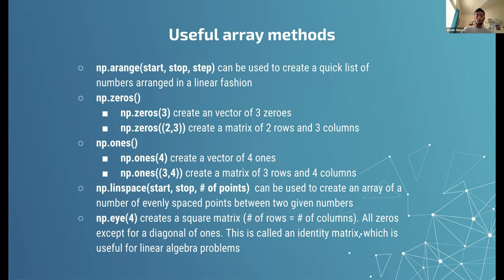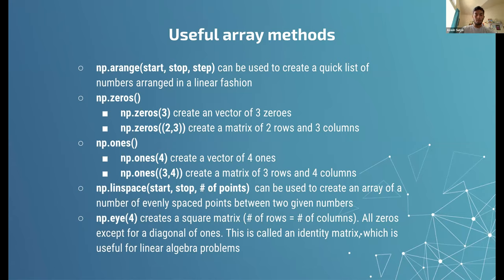So here are some useful array methods. Now, you don't need to memorize all of these. You can find them with a quick Google search, or look at the NumPy documentation for arrays. But these are some of the ones you should know. First is np.arange, which you can use to create a quick list of numbers arranged in linear fashion. Next is np.zeros, which just fills in a vector of zeros, or it can create a matrix of just a bunch of zeros. np.ones does the same as np.zeros, except it's ones.